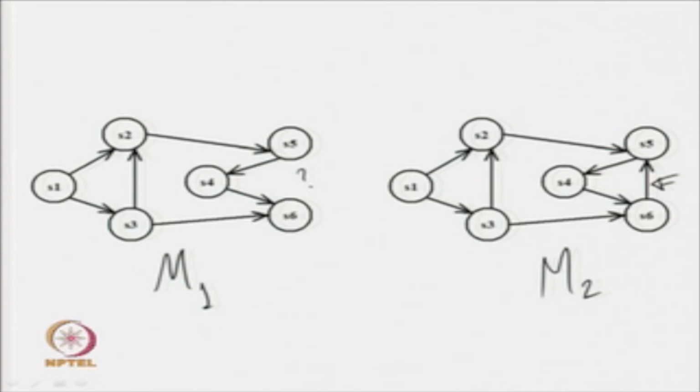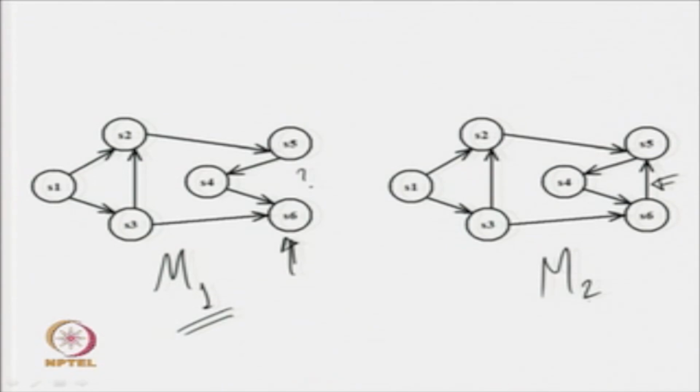If you observe it, then in M1 you will find that this state x6 is not having any successor state. You just see that there is no outgoing edge from this particular state x6. Since it is not having any successor, that means this transition relation is not complete. So, we are not going to treat this particular M as a Kripke structure. So, M1 is not a Kripke structure.